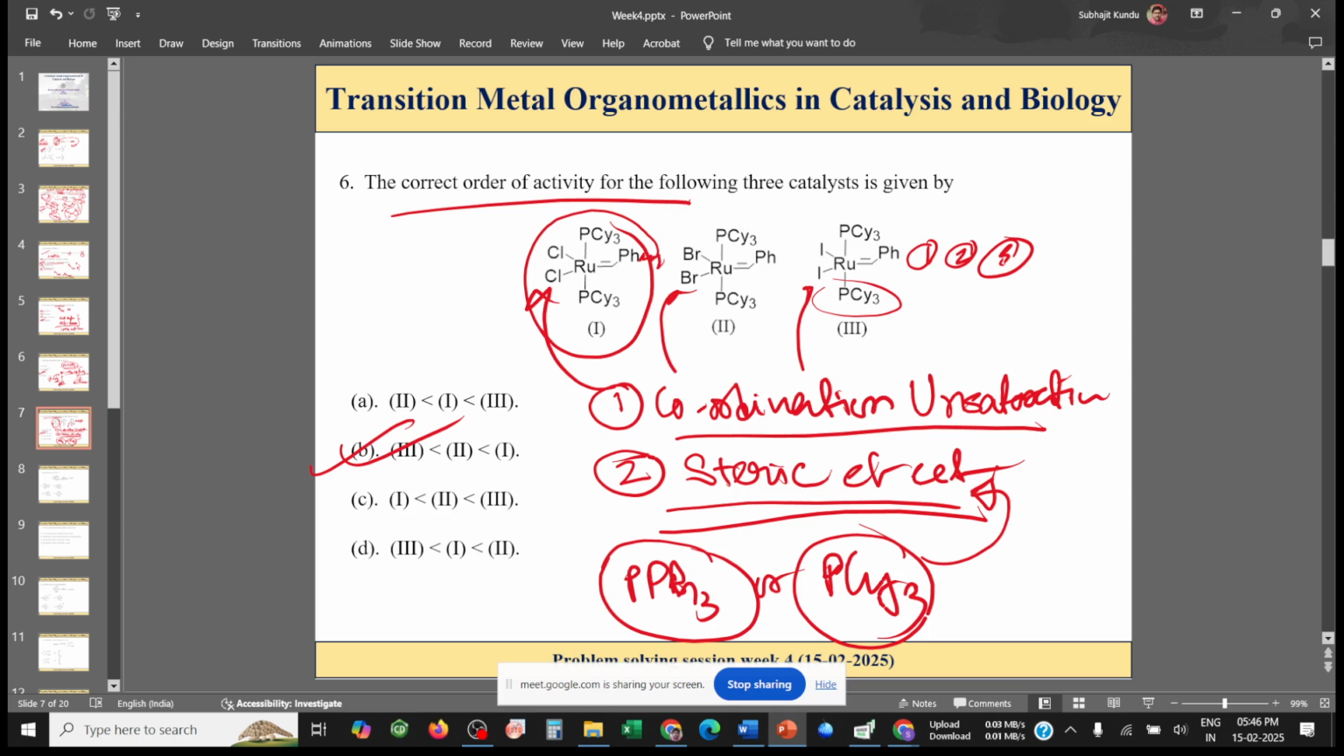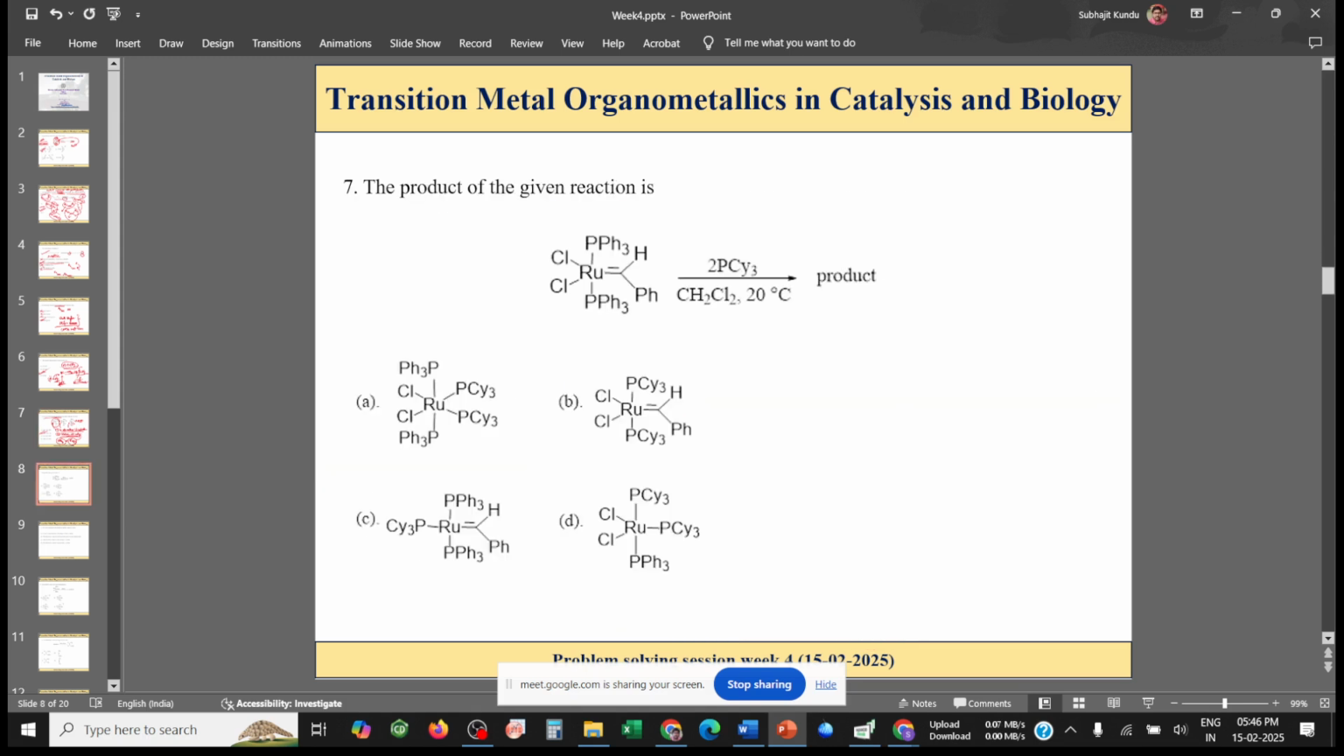With that, I go to the next question of today's discussion session. The next question is the product of the given reaction. This question is also a very important question, just to improve the simple knowledge. Now we have our Grubbs catalyst, this is the Grubbs first generation catalyst. The second generation catalyst is the one where one of the PPh3 is substituted by the NHC ligand.